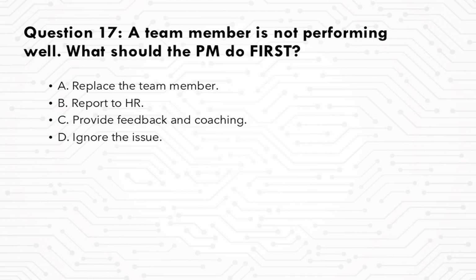Question 17. A team member is not performing well. What should the PM do first? A. Replace the team member. B. Report to HR. C. Provide feedback and coaching. D. Ignore the issue. Answer: C. Address performance issues directly with coaching first.